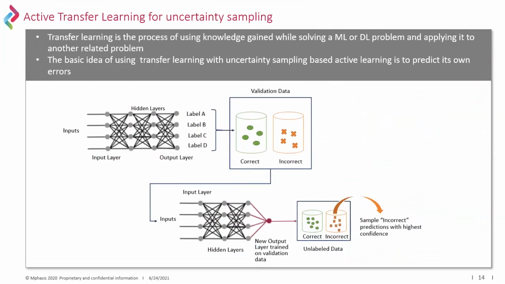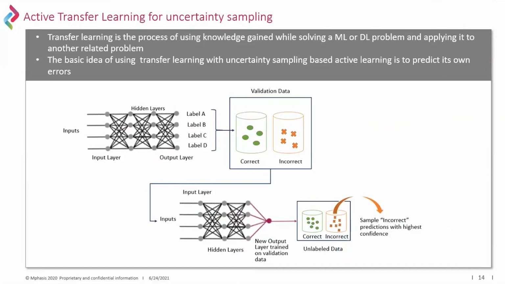So it is like doing the uncertainty sampling using transfer learning. For those who don't know what transfer learning is, it is the process of using knowledge gained while solving one problem and applying it to another related problem. For example, deep learning models that are trained for an object detection task can be used for facial recognition purposes. Similarly, in the context of a natural language processing use case, pre-trained BERT models are available that can be used for specific tasks like sentiment classification or news headline classification.